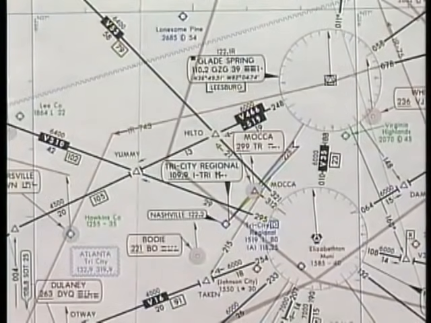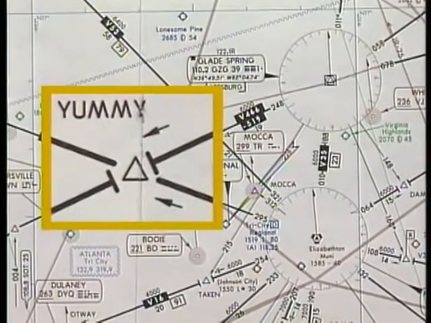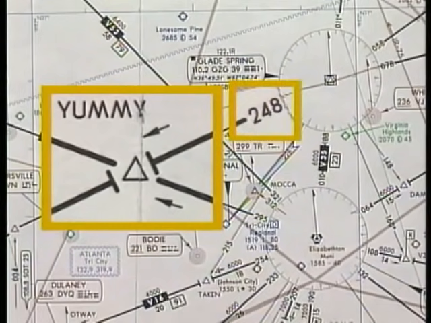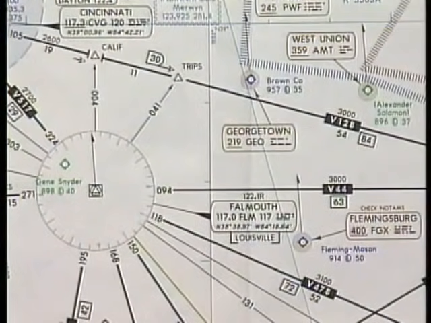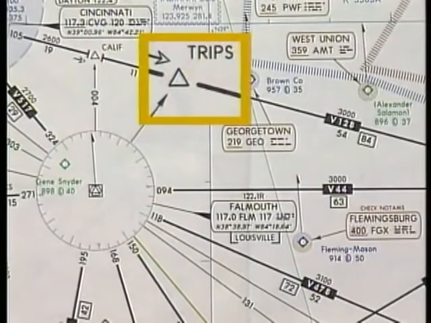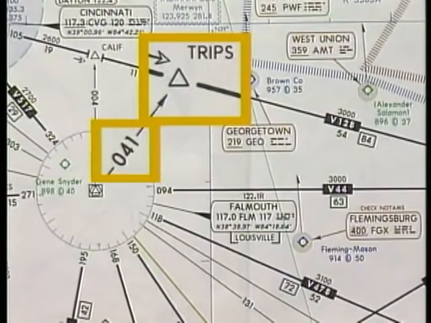The facilities used to define a fix are indicated by arrows. In this example, Yummy intersection is defined by the 248-degree radial from Glade Spring VOR DME and the 295-degree radial from the Holston Mountain VORTAC. At locations other than where two airways intersect, a thinner arrow defines the fix. Here, TRIP's intersection is defined by the 041 degree radial of Falmouth and Victor 128.